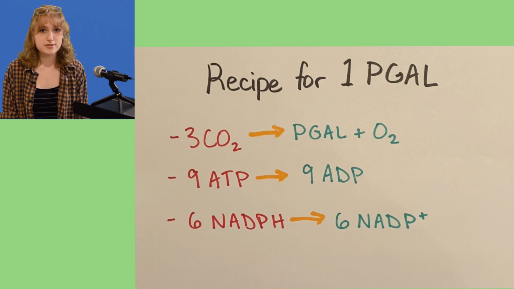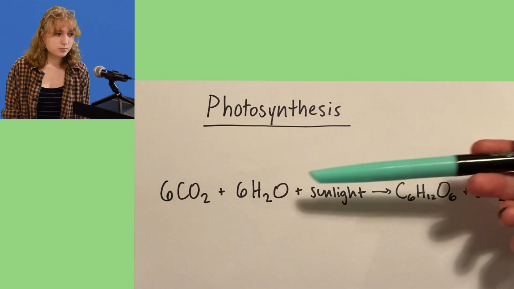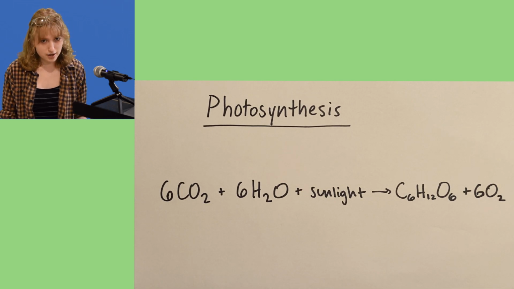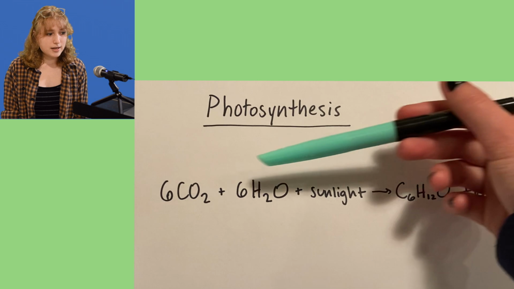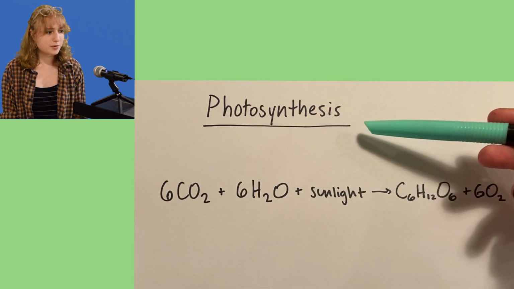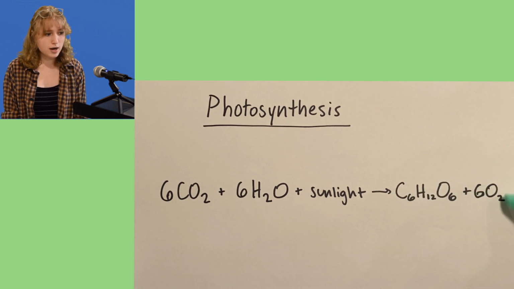So to recap photosynthesis, let's revisit this formula. The H2O and sunlight were used in the light reactions in the thylakoid membrane to make ATP and NADPH and release some oxygen. And the CO2 plus the ATP and NADPH were used in the Calvin cycle, which takes place in the stroma, to make glucose and release some more oxygen.